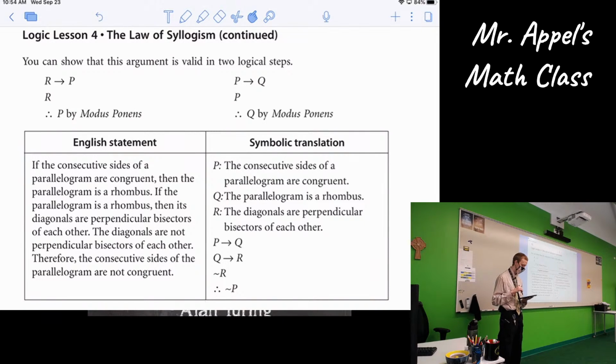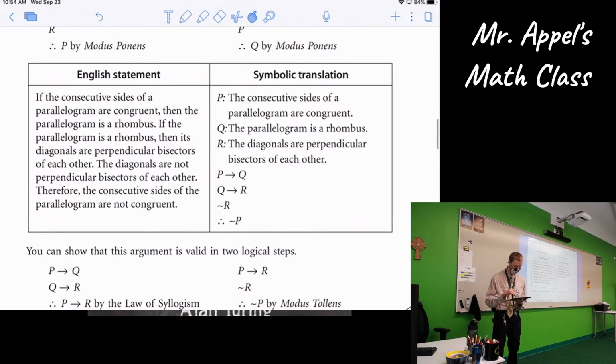All right, let's walk through this one more example, and then I'll leave you to it. If the consecutive sides of a parallelogram are congruent, then the parallelogram is a rhombus. You remember rhombuses from elementary geometry? That's the definition there, right? All the sides are the same size. If the parallelogram is a rhombus, then its diagonals are perpendicular bisectors of each other.